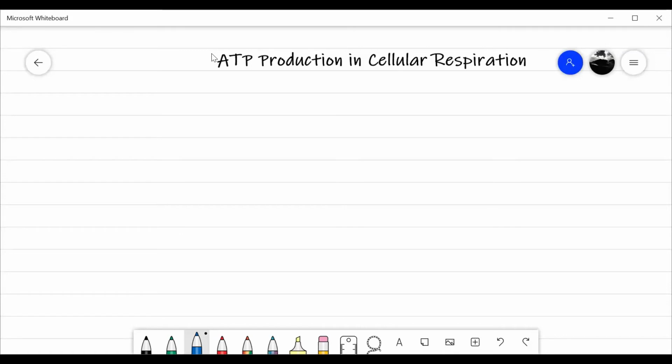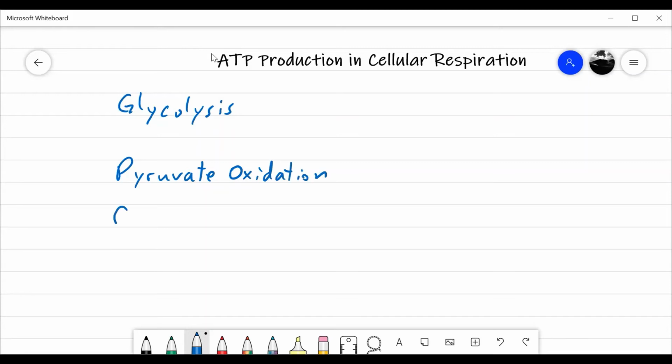So we had basically three processes before we got to the oxidative phosphorylation. So we had glycolysis, and we had pyruvate oxidation, and we had the citric acid cycle. So a little bit of stoichiometry for you. So let's just try to remember what everything added up to be.